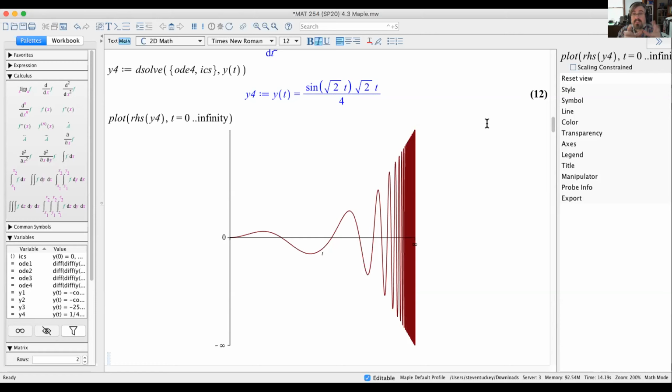Now remember, this is a harmonic oscillator. Can the harmonic oscillator increase to an amplitude of infinity in terms of its oscillation? I'll let you think about that for a moment.